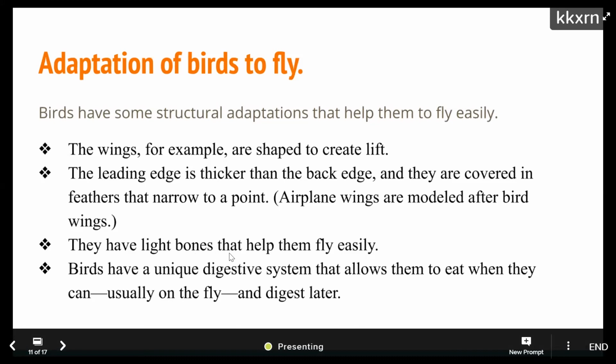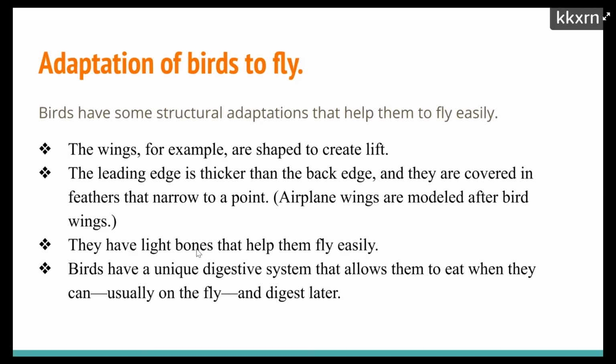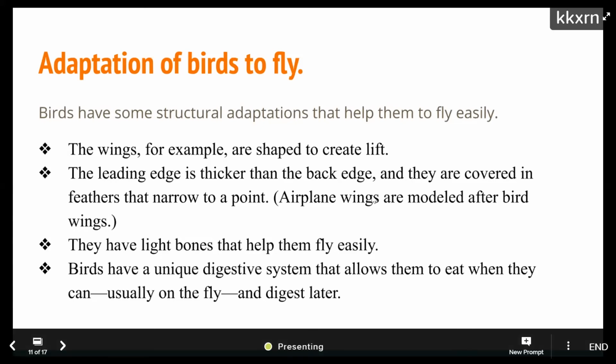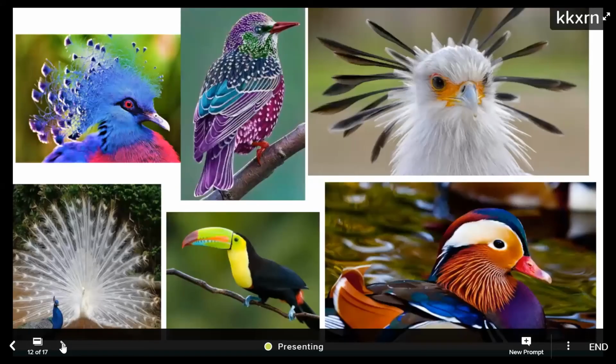They have light bones, okay, which help them fly easily. The bones of the birds, in fact, have some extra air sacs inside them, so those sacs that have air inside make the bones lighter, okay? And as well, another interesting characteristic is that they have a unique digestive system. They can eat when they fly, and they can digest it later, okay? Kind of like scheduled digestion, if we could say it like that. Let me tell you about some amazing birds that I've chosen.